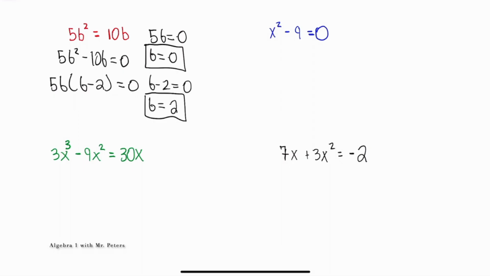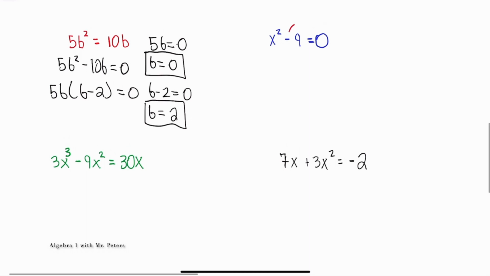Now, when we go over to our next example, x squared minus 9 is equal to 0. Although the equation is set equal to 0, we're going to solve this one a little different. We want to isolate the x. So we're going to move our constant to the other side. So we have x squared is equal to positive 9.